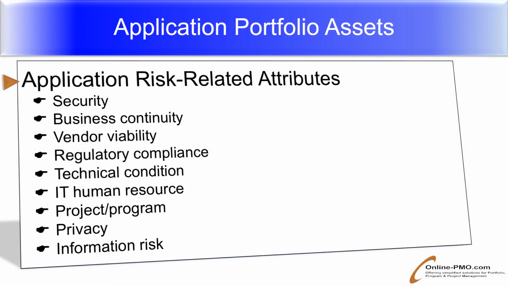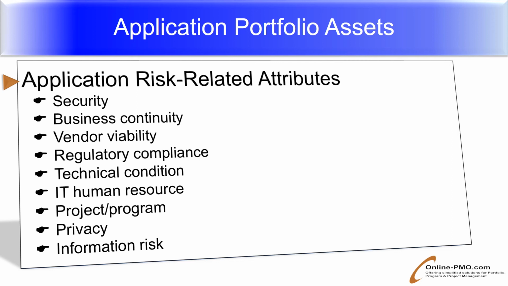Slide 11. Regarding the risk profile, business and its executives are becoming increasingly aware of risk and are focusing on risk management. Applications exhibit many different kinds of risk, which should be identified, categorized, assessed, mitigated, and monitored. Primary application risk-related attributes include security. Applications vary widely in their security capabilities, which should be tracked as part of the overall portfolio.